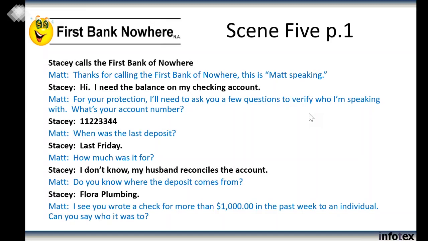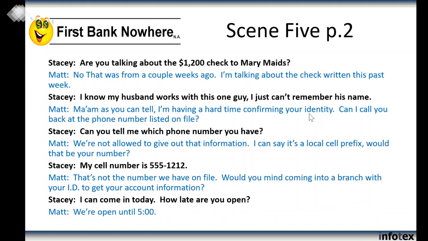Okay. And additionally, I see that you wrote a check for more than $1,000 in the past week, and it was to an individual. Can you say who it was written to? Are you talking about the $1,200 check to Mary Maid? No, I am showing that a couple of weeks ago. I'm talking about a check that was written within the past week. I know my husband works with this one guy. I just can't remember his name. Well, ma'am, I do apologize, but as you can tell, I'm having a hard time confirming your identity. Is there a chance that I can call you back at the phone number that we've got listed on file? Can you tell me which phone number you have? I'm afraid I'm not allowed to give out that information to somebody that hasn't been authenticated. I can tell you that it is a local cell phone prefix. Would that be your number? Well, my cell phone number is 555-1212.